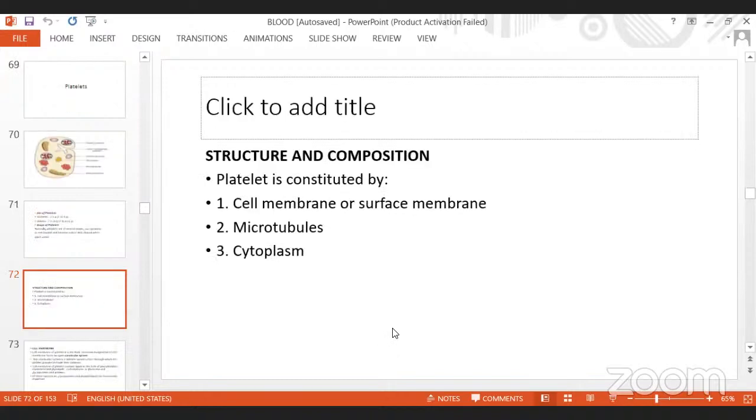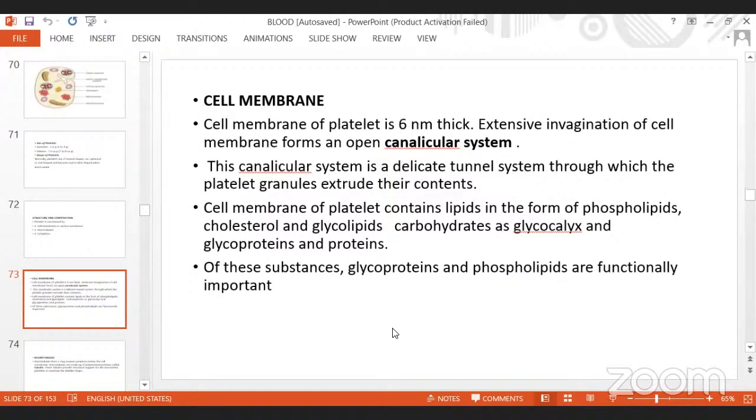It contains a cell membrane, microtubules, and cytoplasm. The cell membrane of the platelet is around 6 nanometer thick, and the cell membrane invaginates into the cell and forms the open canalicular system. That is the most important phenomenon in platelet. It is a delicate tunnel system through which the platelet granules extrude their contents.